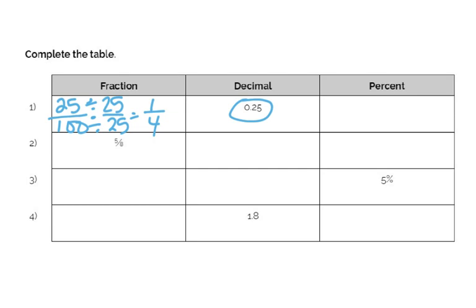To change a decimal to a percent, you're moving the decimal point 2 times to the right because you're multiplying it by 100, so it's 25%. 5/8. To change this to a decimal, sometimes you could do an equivalent fraction with a 100 denominator, but that doesn't work here since 8 doesn't go into 100.